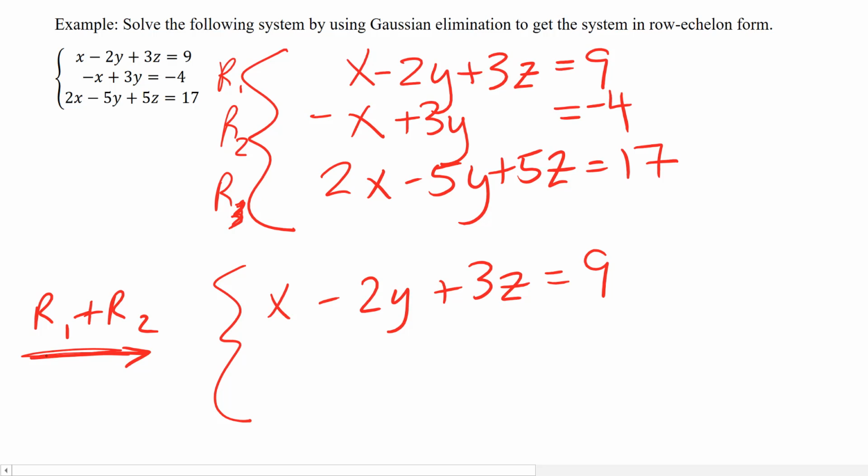All right, so I'm going to add the first two equations. x plus -x is 0x, so there's no x term. -2y plus 3y is just plus y. And then 3z, if you add 3z plus nothing, you get 3z. And that equals 9 minus 4, which is 5.